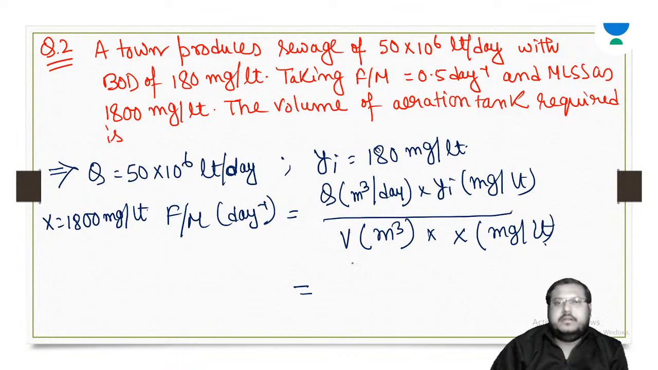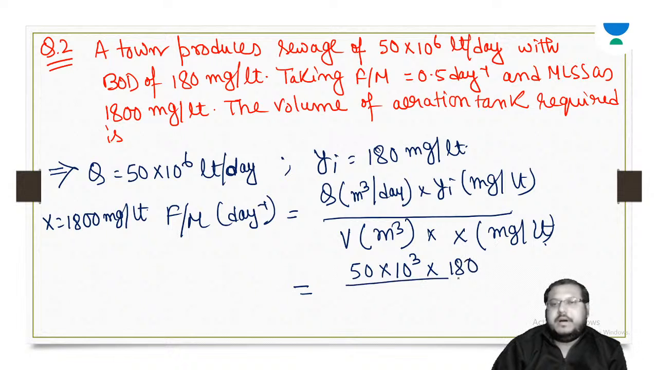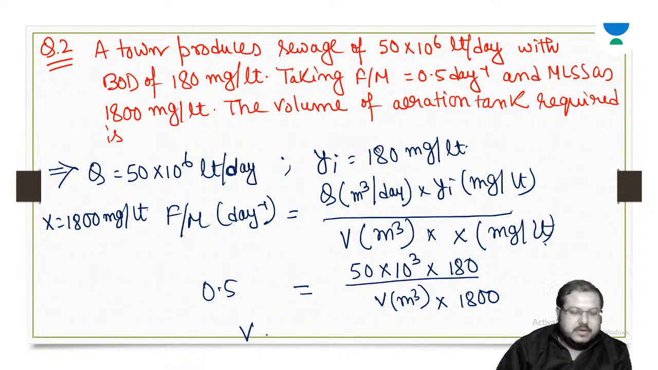So Q will be in meter cube per day. How much? It's 50 into 10 to the power 6 liters, so 10 to the power 3. Yi will be 180 milligram per liter, and volume is what we don't know. We need to find out. And X is 1800, where F by M value is given as 0.5 day inverse. From here, if you calculate V, it will be 10,000 meter cube.